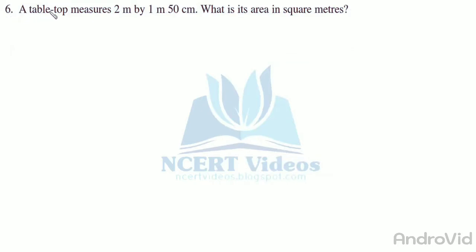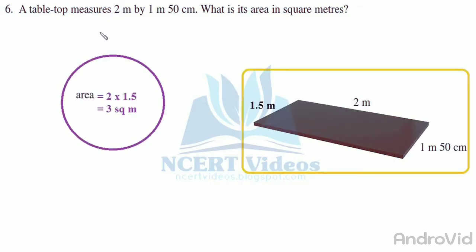Sixth, a tabletop measures 2 meter by 1 meter 50 centimeter. What is its area in square meters? So this is your tabletop, the top of the table, and its dimensions are given. That is 2 meter and 1 meter and 50 centimeter. Look here, the units are not same. So we will convert this centimeter into meter.